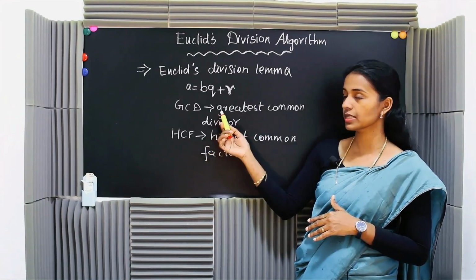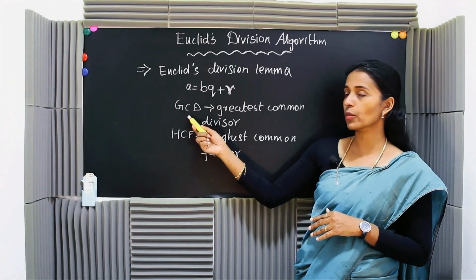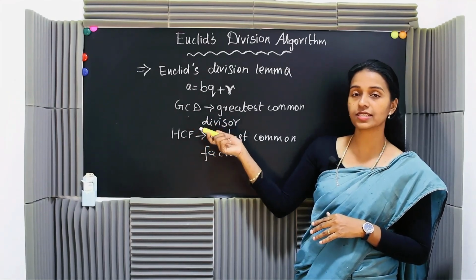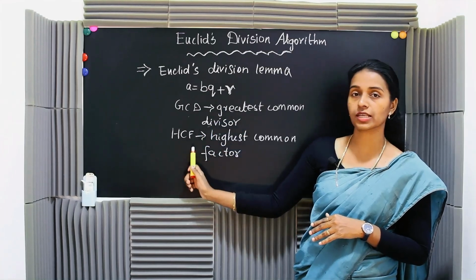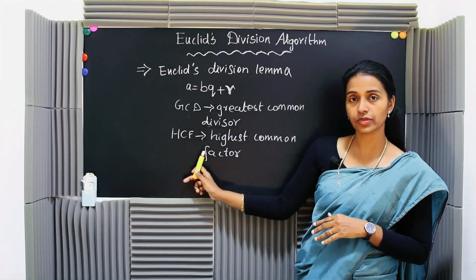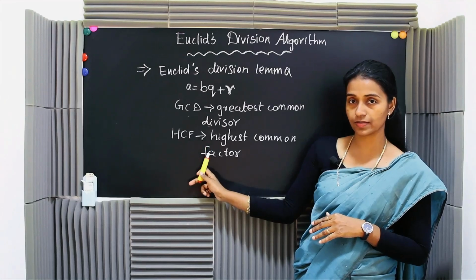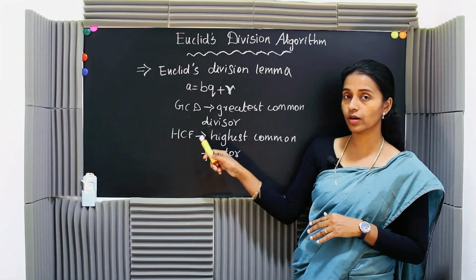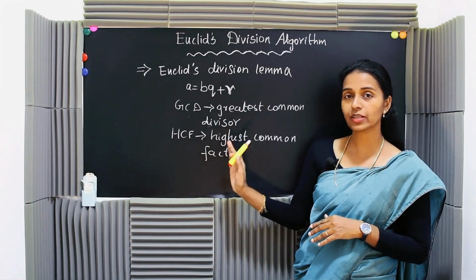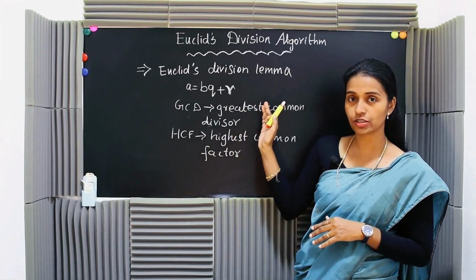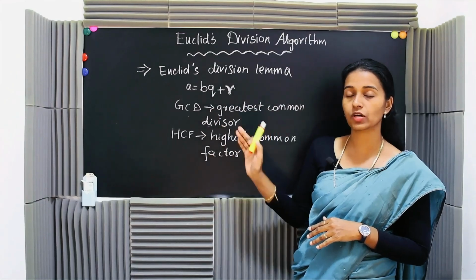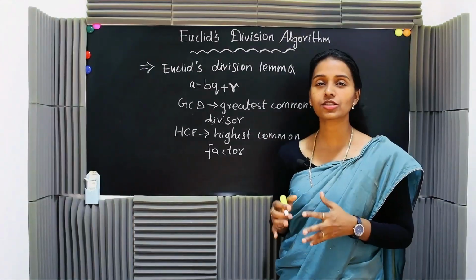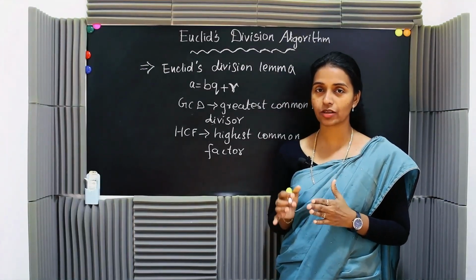What is GCD? Greatest common divisor. This GCD is also called HCF. HCF is highest common factor. We can say either GCD or HCF. The main goal of this algorithm is to find out GCD or HCF. Right? This GCD needs to be calculated.